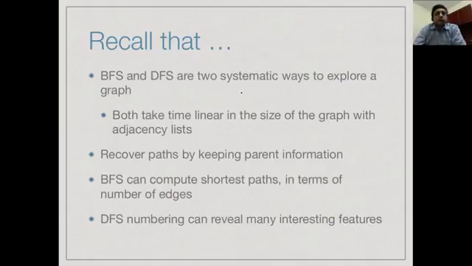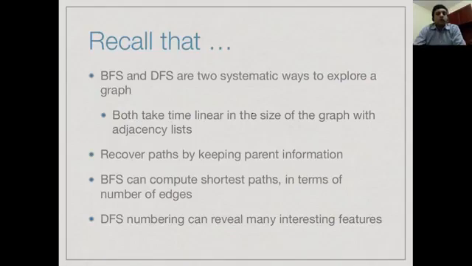So we have been looking at unweighted graphs, that is sets of vertices and sets of edges where each edge is just a connection between two vertices. We have seen two systematic strategies to explore such graphs, breadth first search and depth first search. Both of these will be linear in the size of the graph if we use an adjacency list representation for the edges.